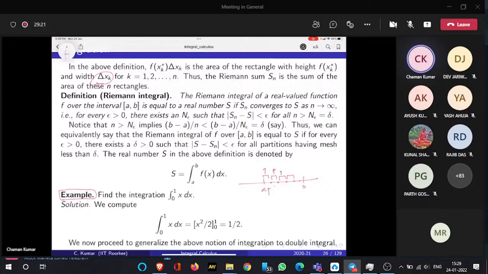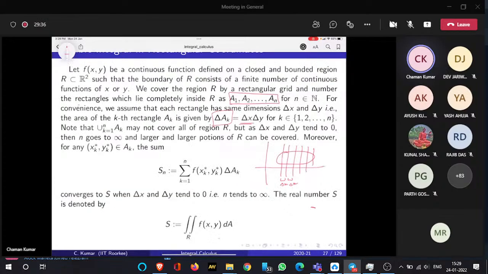The distance of each of the sub-intervals is delta x, which is equal to (b minus a) by n, equal length. In the same way we write delta y: the distance between the lines drawn parallel to the x-axis, that we say is delta y.